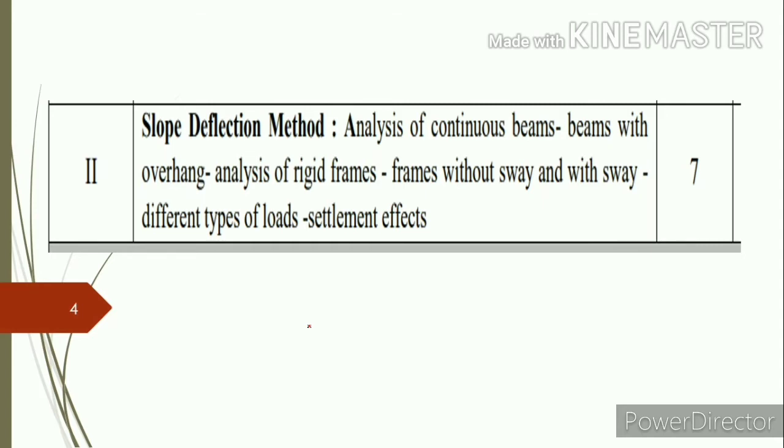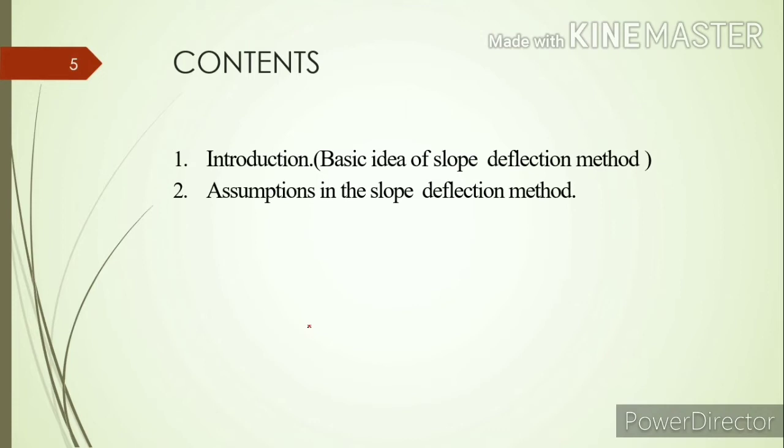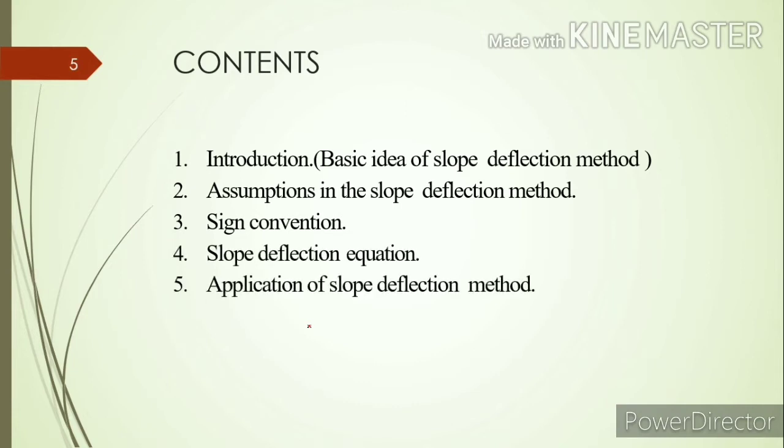In this slope deflection method, first the contents. It includes first, the introduction, that is the basic idea of the slope deflection method. Second, the assumptions in the slope deflection method. Third, the sign convention used in this method. Fourth, what is the slope deflection equation. Fifth is the application of the slope deflection method. Sixth, the procedure, that is the steps to be followed for this method. Then seventh, an example, that is a problem which will explain the procedure for the analysis of an indeterminate structure by using the slope deflection method.